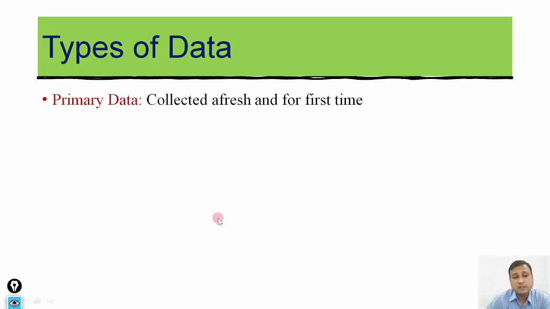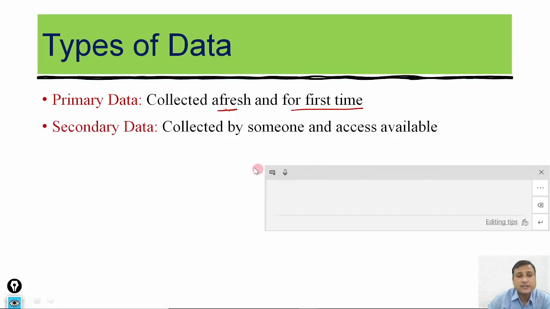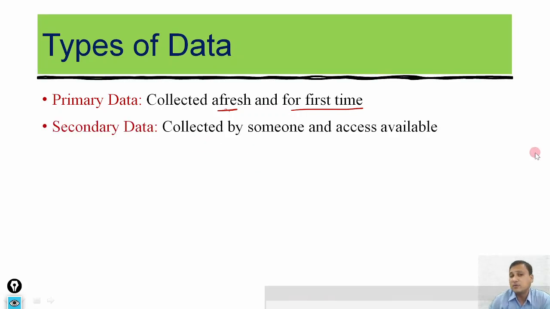What is primary data? Primary data is data which is collected afresh and for the first time. Primary and secondary data, I hope you have heard all these types of the data, so I will not spend more time on this. Secondary data is collected by someone and access is available easily.